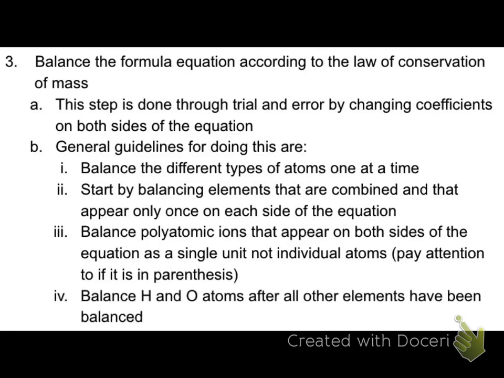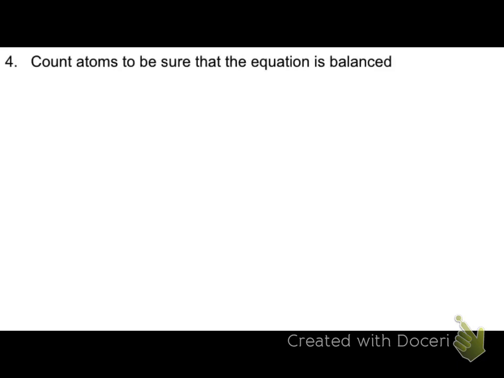And lastly, balance H atoms and O atoms last. Do them last. If you have any other atoms in your equation, start with those, and then do the oxygen and hydrogen atoms at the end. The last step is then to count atoms to be sure that your equation is balanced.